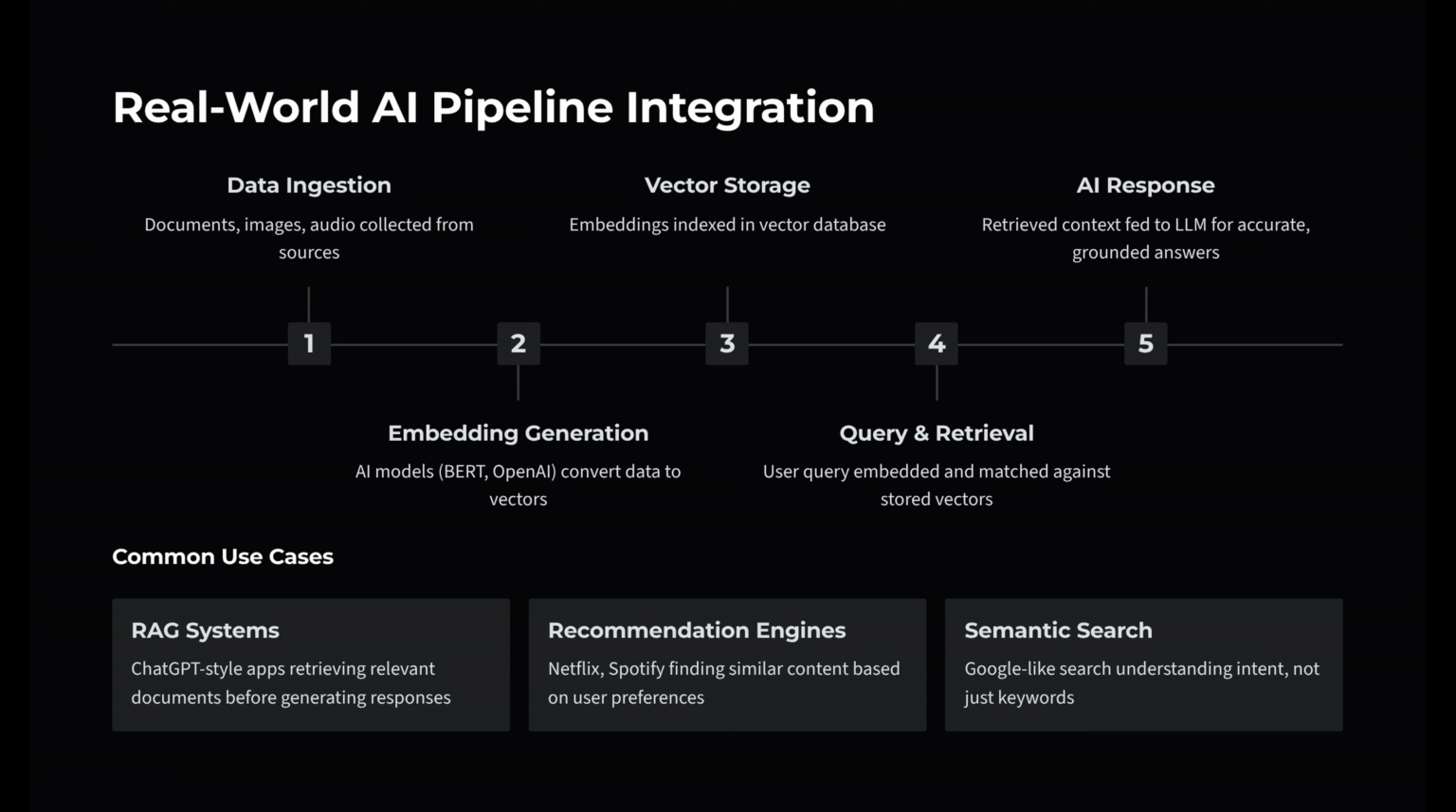Real-world AI pipeline integration. Let's walk through the pipeline the way platform teams describe it. Data from documents, logs, images, or conversations flows into pre-processing, and then into embedding models, like BERT or the ones from OpenAI. These embeddings are stored in the vector database, ready for fast semantic lookup. When a query arrives, it's embedded, compared against the index, and the best matches are passed to an LLM. That grounding step gives you accurate, context-aware responses.